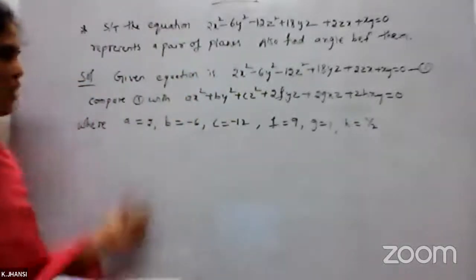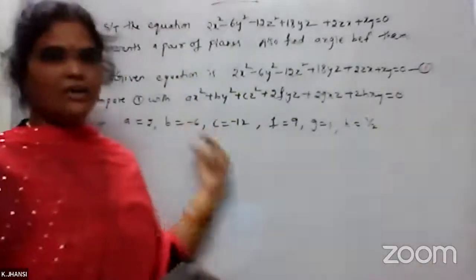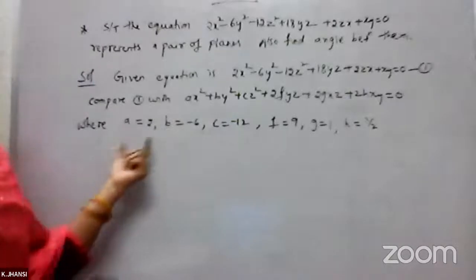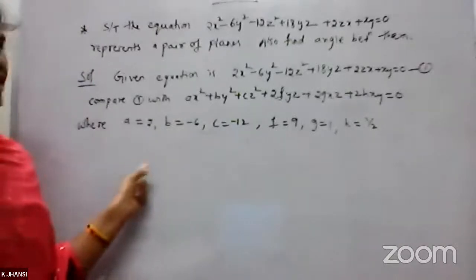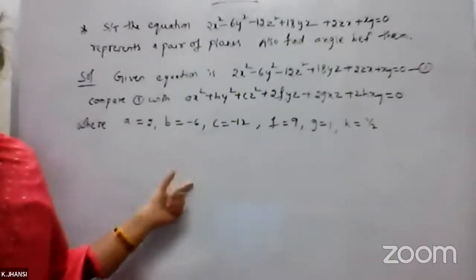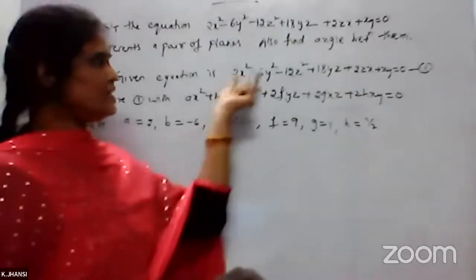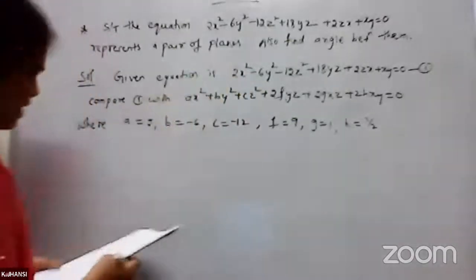So whatever values you are getting, another equation is there, the determinant condition with a, b, c, f, g, h. If you substitute the values in that equation, you have to get the value as 0. If you are getting the value as 0, then it satisfies the pair of planes.